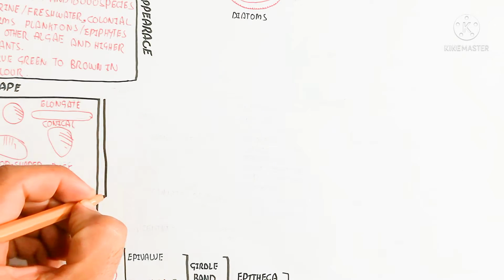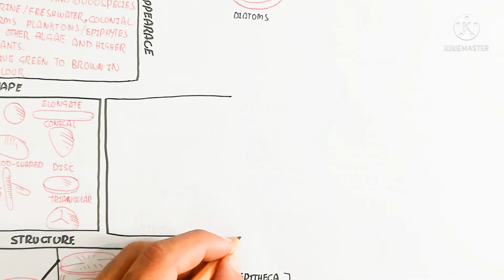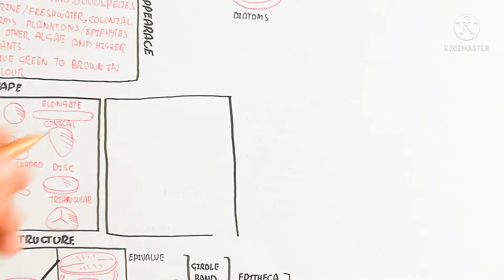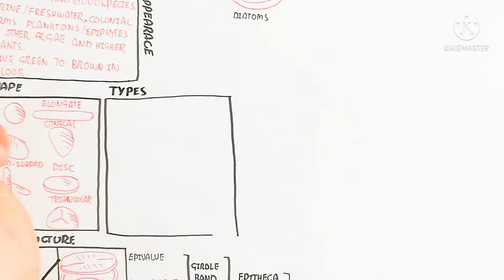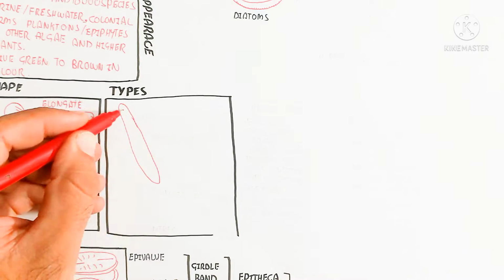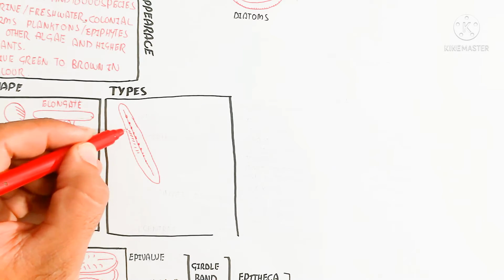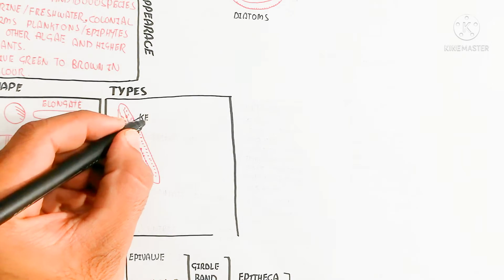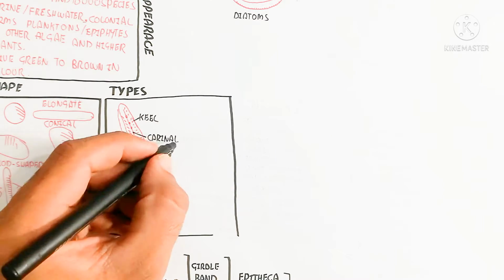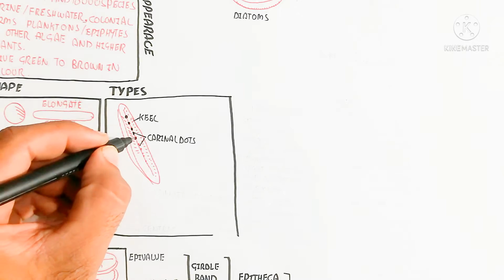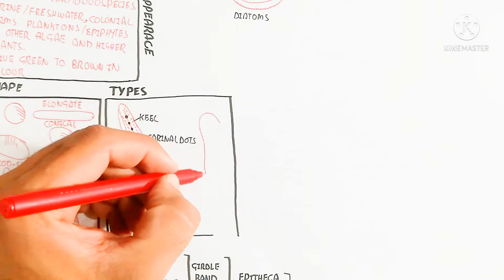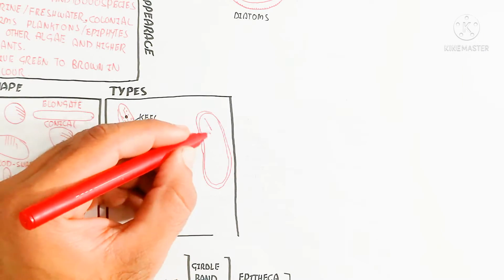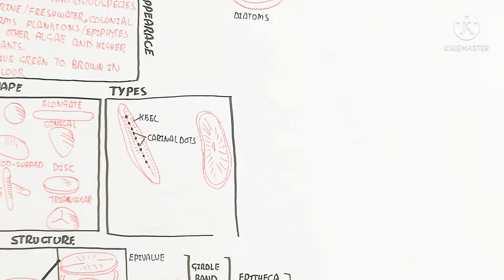Here are the types we will discuss now. The types are pinnate diatoms and centric diatoms, which are the other type. This pinnate diatom looks like this and contains a keel inside. Here is the outside, while the inside has the carinal dots. The carinal dots and the raphe are present, and the midline is known as the raphe.